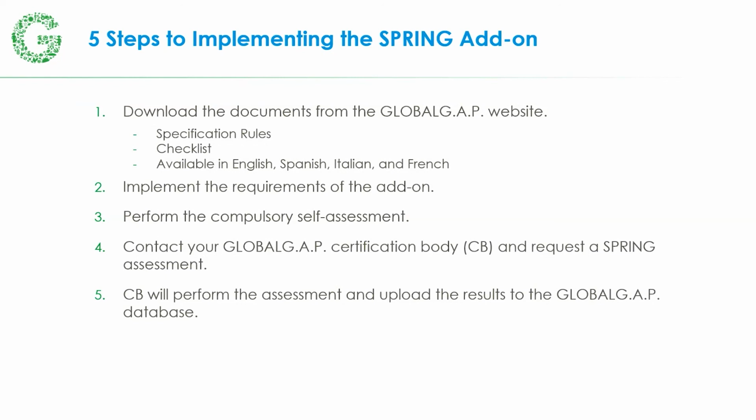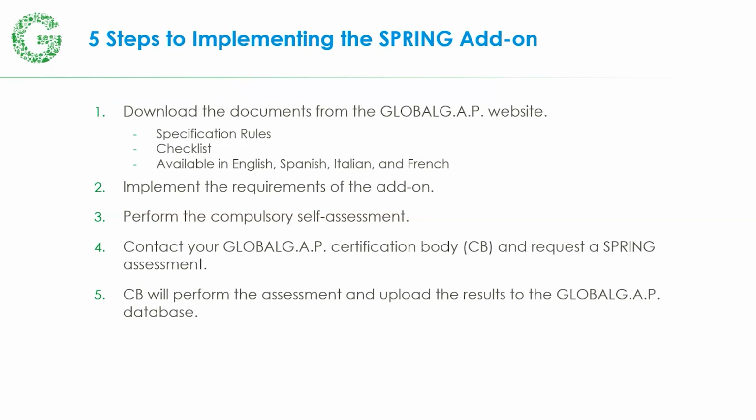When you have an idea about what Spring is and what Spring asks for, you can start implementing the requirements at the farm level. We consider that the producer needs to develop their working plan. It's going to take different time depending on how good or how bad the producer is in the initial situation. We always recommend doing a first self-assessment to know where the producer is compared with Spring, and develop the working plan.